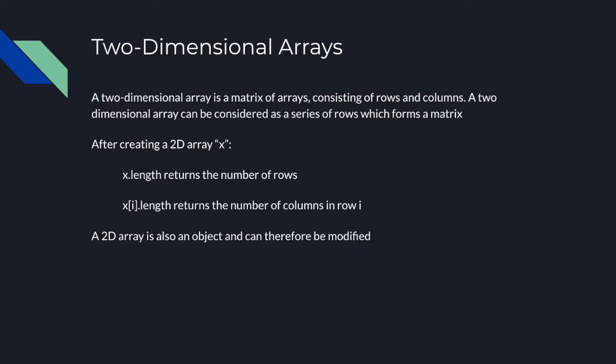Two-dimensional arrays. A two-dimensional array is a matrix of arrays consisting of rows and columns. A two-dimensional array can be considered as a series of rows which will form a matrix. After creating a 2D array x, for example, x.length returns the number of rows, where x[i].length returns the number of columns in row index i. A two-dimensional array is also an object and can be modified.